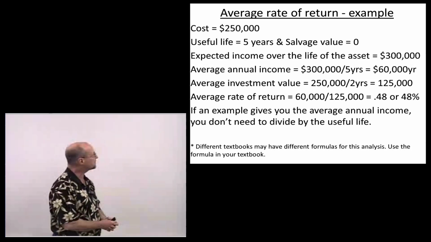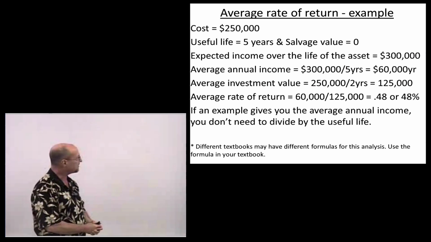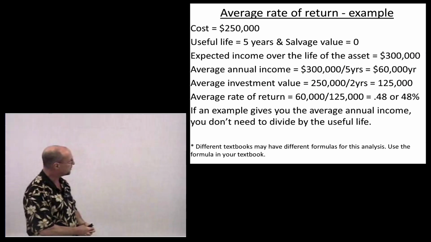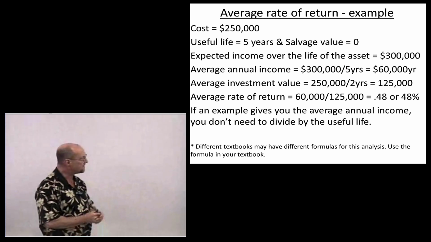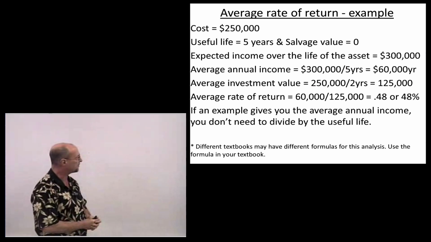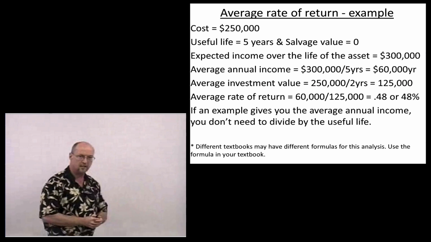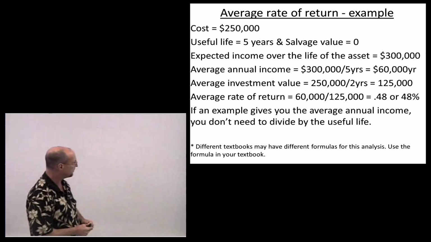Okay, now in our example, the cost is $250,000. Useful life is estimated to be 5 years, salvage value 0. The expected income over the life of this investment, we're going to generate a total of $300,000. So the average annual income each year, 300 divided by 5, is $60,000 per year.